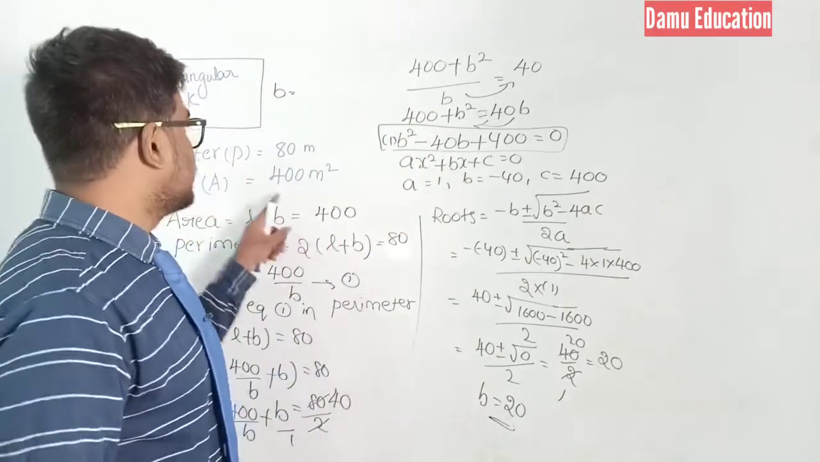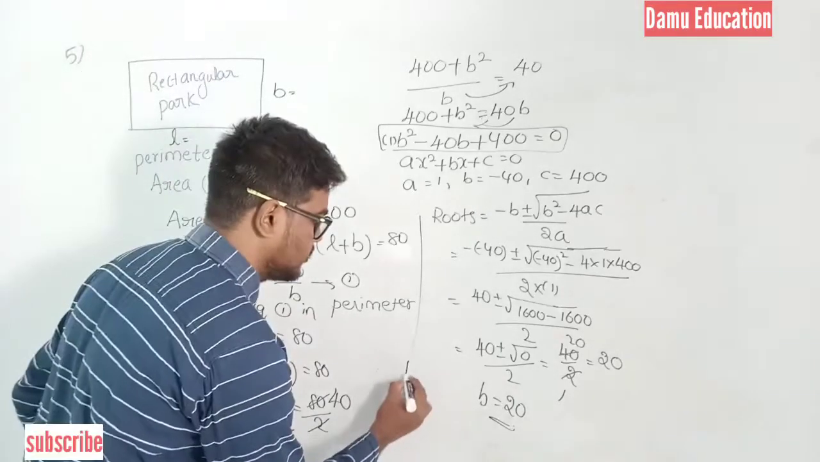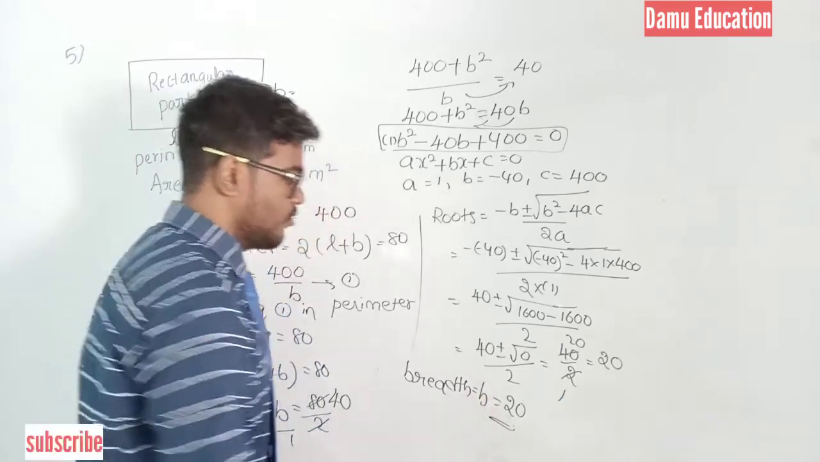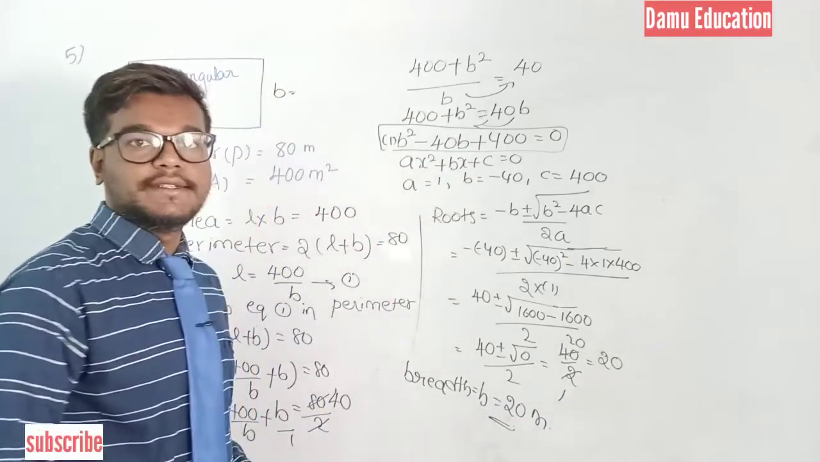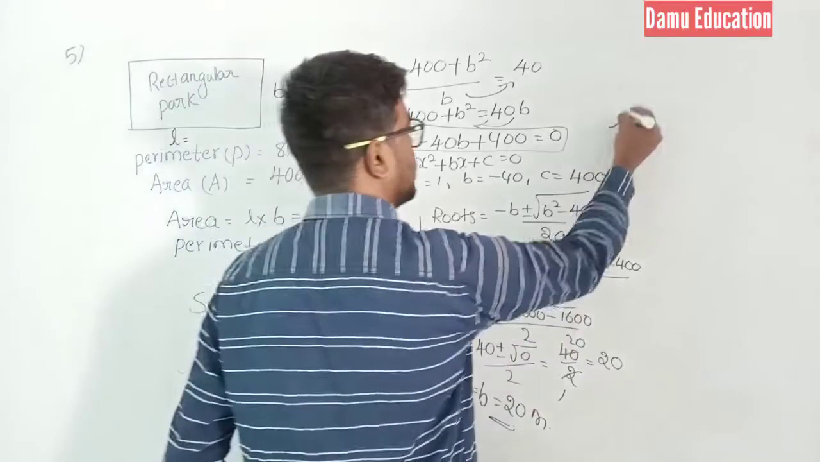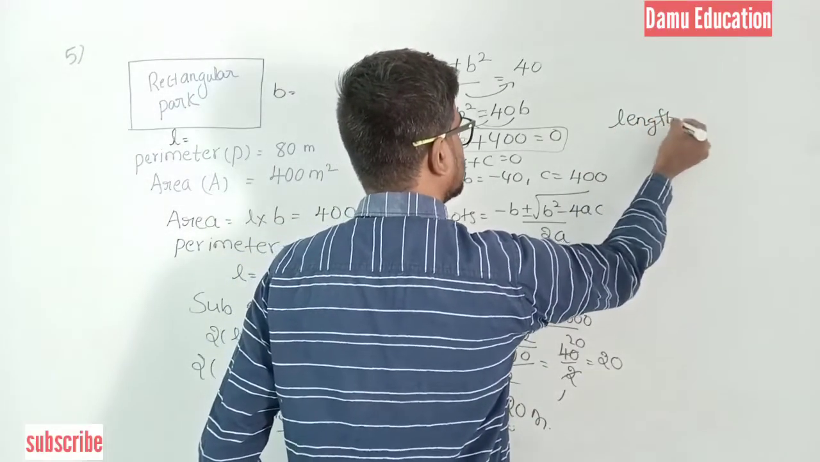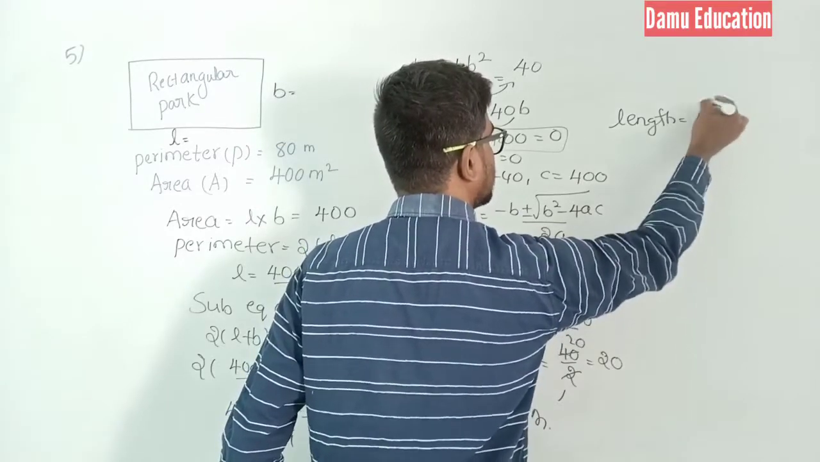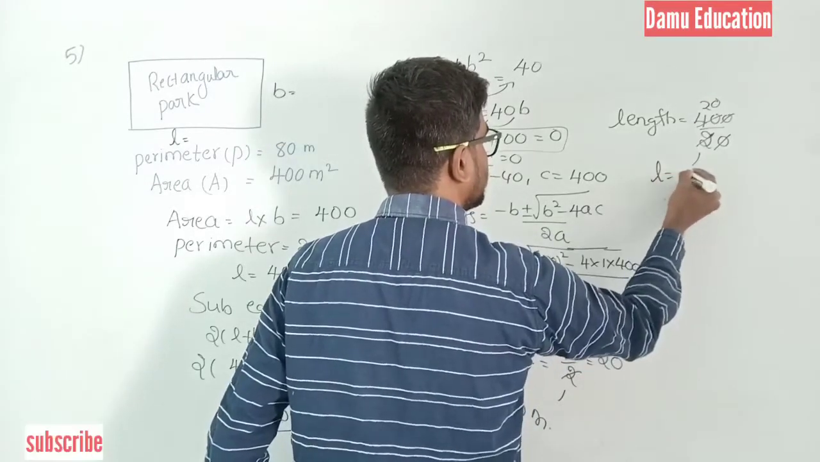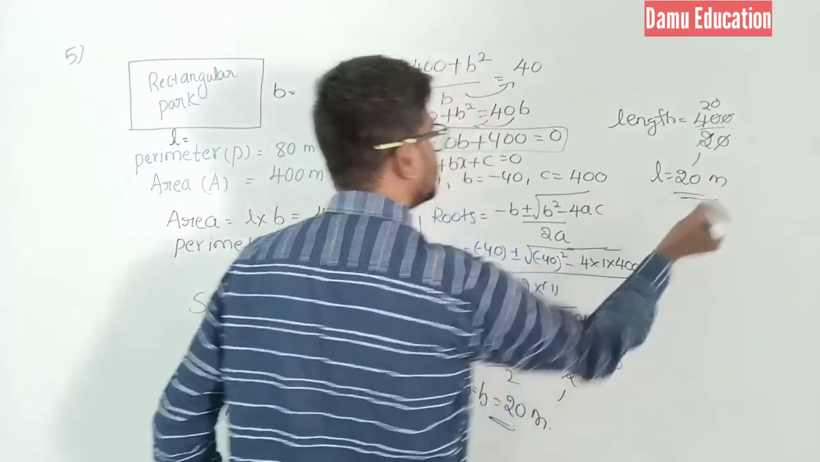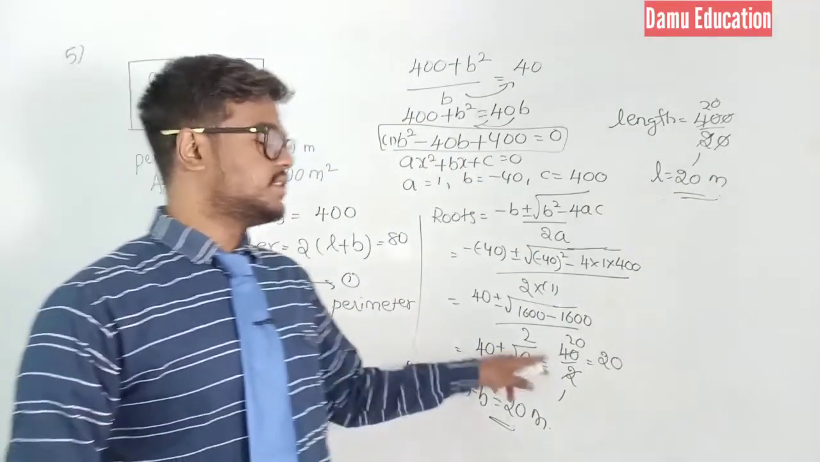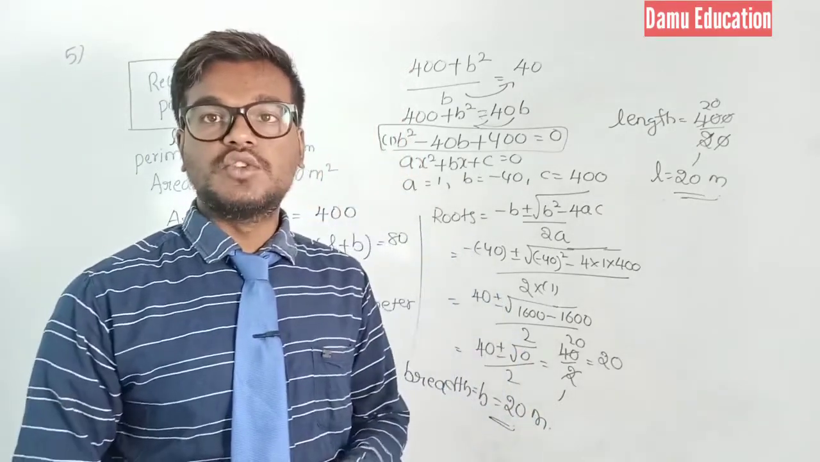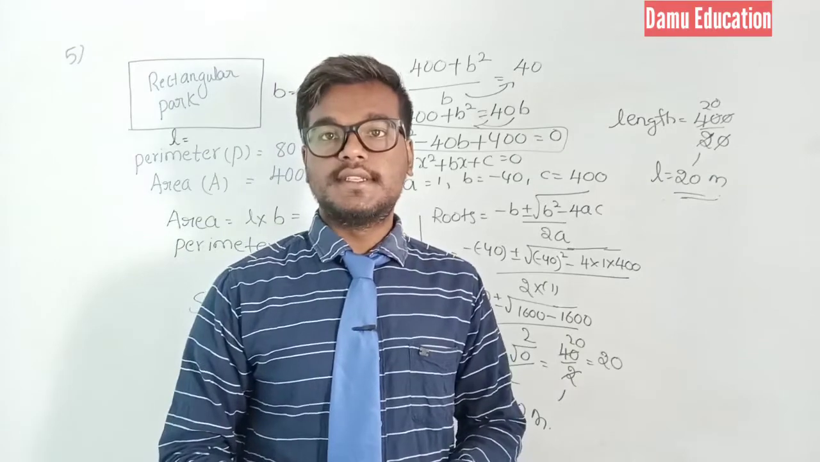Here b is the breadth. Breadth b will be equal to 20 meters. Then what is its length? The length will be equal to 400 by 20. Here the zeros cancel, and 2 20s are 40, so L will be equal to 20 meters. Yes, it is possible. Here the discriminant b square minus 4ac is equal to 0. That means it will have two identical roots.